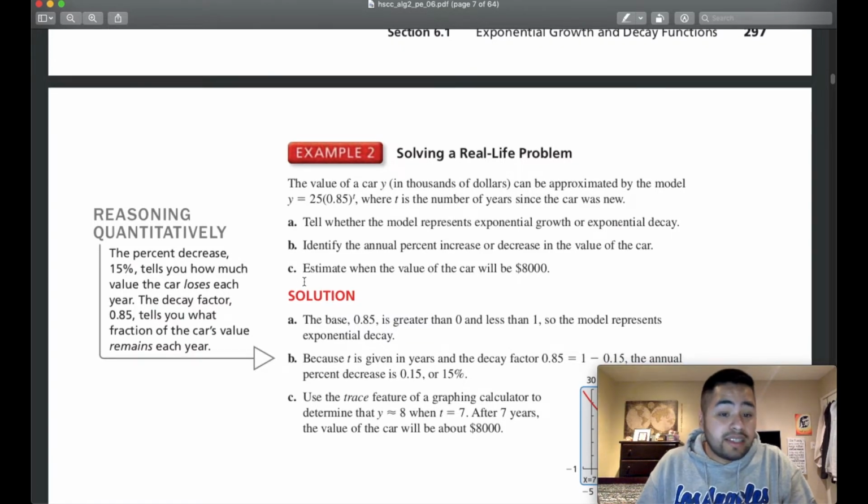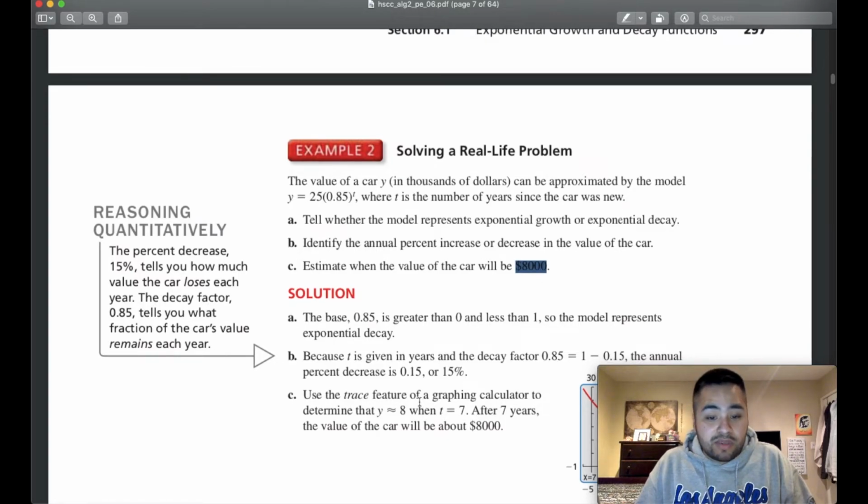Now, part C says estimate when the value of the car will be 8,000. So here you're not plugging in 8,000 into t. Well, that makes sense, right? Because t is years. So what is this value? Here we have money. Which one of these variables reminds you of money? Well, if we read carefully, we learn that y is in thousands. So since this is already in thousands, y is actually equal to 8. So you're not putting 8,000 for y, you're putting 8 because y is a value in thousands.